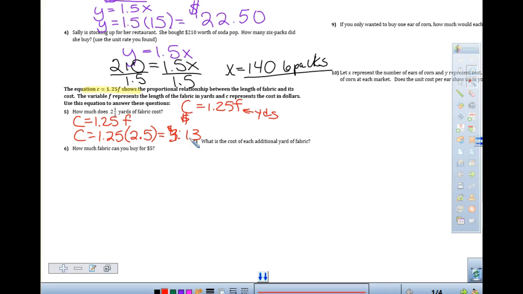So now, Jerica, we're going to the next one. It says the fabric we buy costs $5. We have to use our equation. What am I doing? $5 instead of C, because $5 was our cost. So we're going to put 5 equals 1.25F. Jeffrey, once I get my equation, how do I solve it? What do I do on both sides of that to solve it?